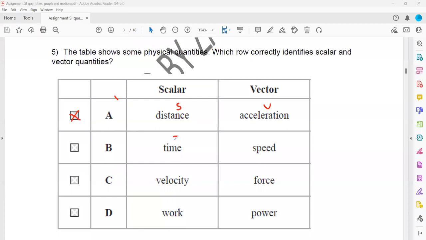What about time? Time is a scalar, speed is also scalar. Velocity is vector, force is vector. Work is scalar, power is also scalar. So the first column we need scalar, and the second column we need vector. So that's why option A is the right answer.